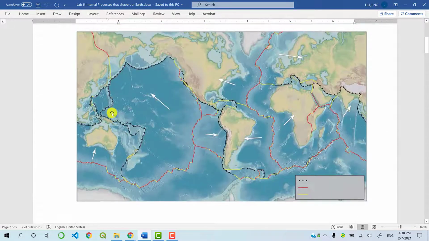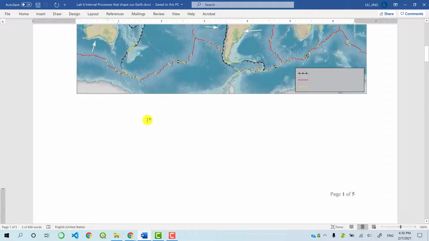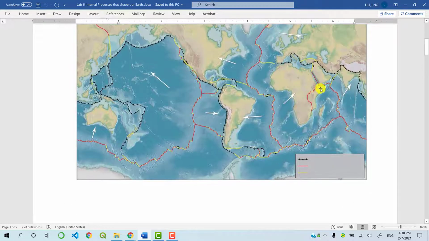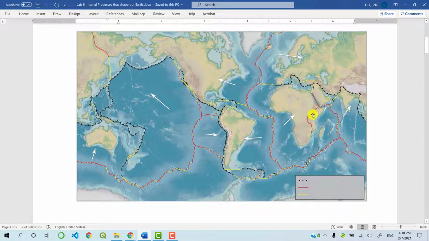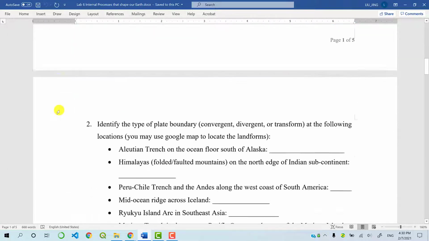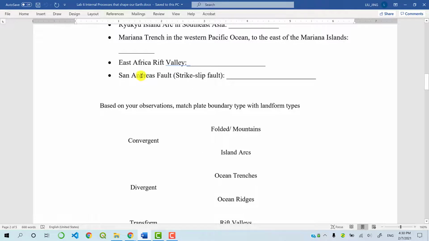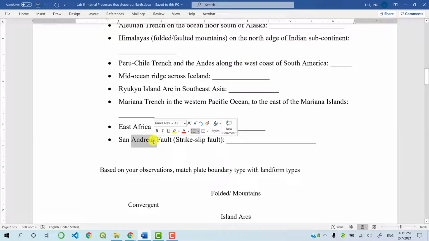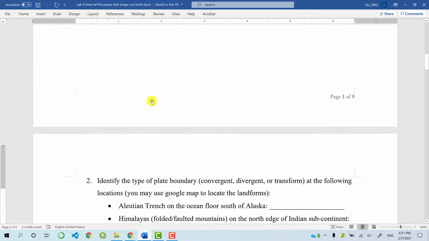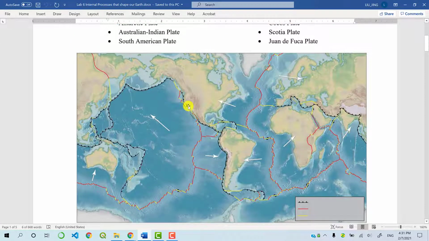Also the Mariana Trench and the East Africa Rift Valley. The Mariana Trench is right here. It's a curve. And then the Rift Valley is here, the East Africa Rift Valley. Then the San Andreas Fault. I don't have to show you which this one is, right? This one is right at home. It's right here. Change to yellow.